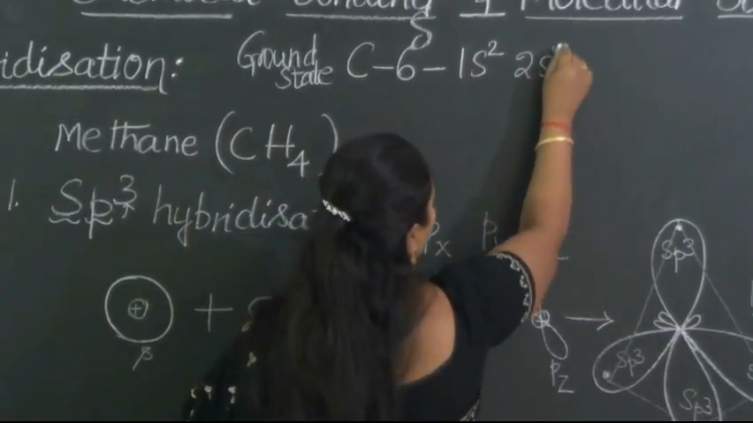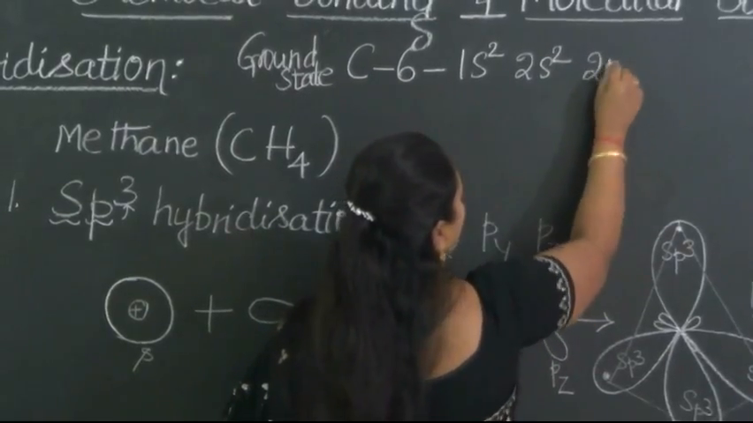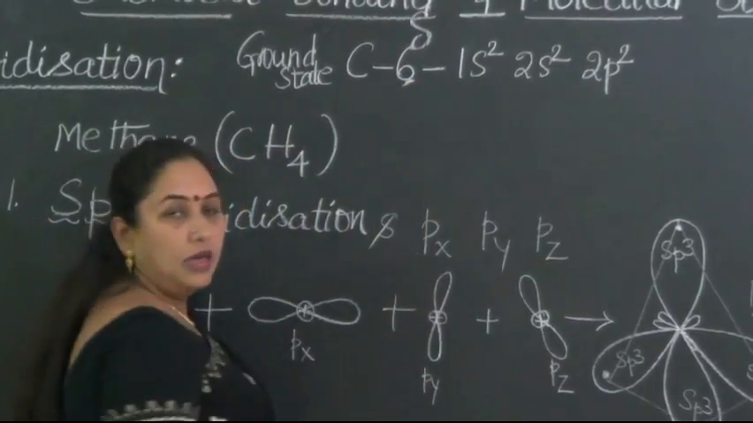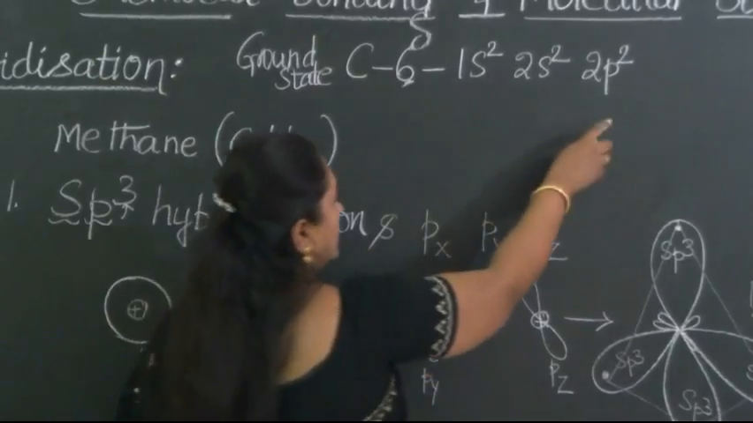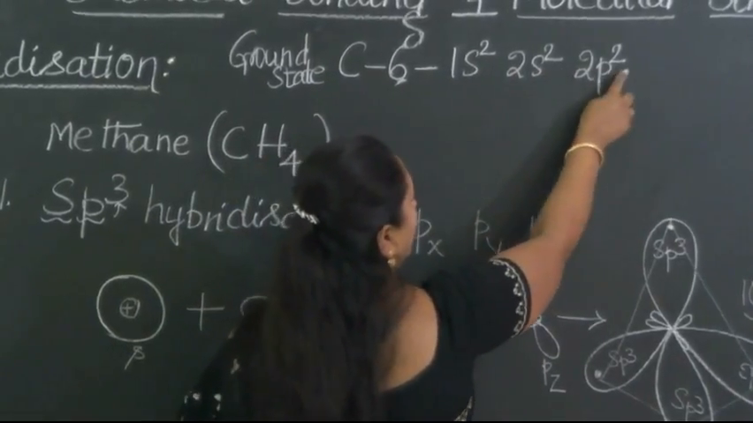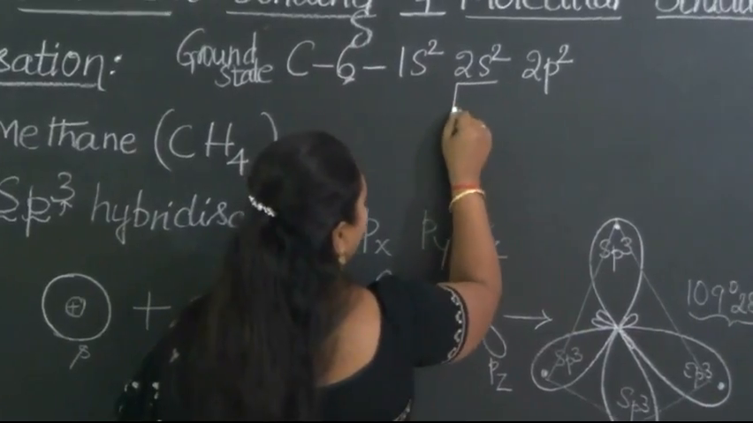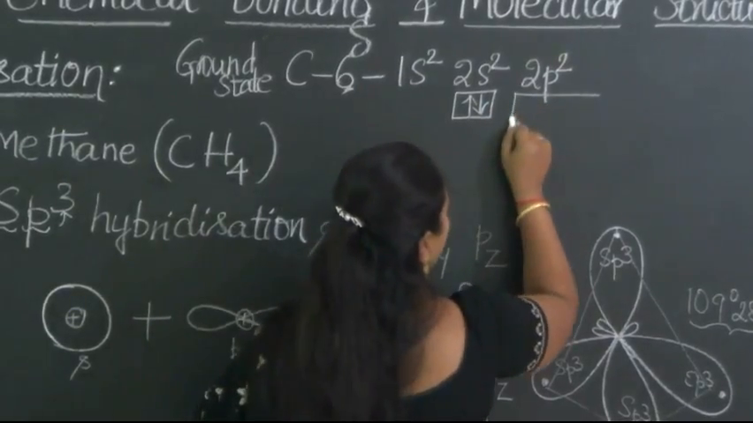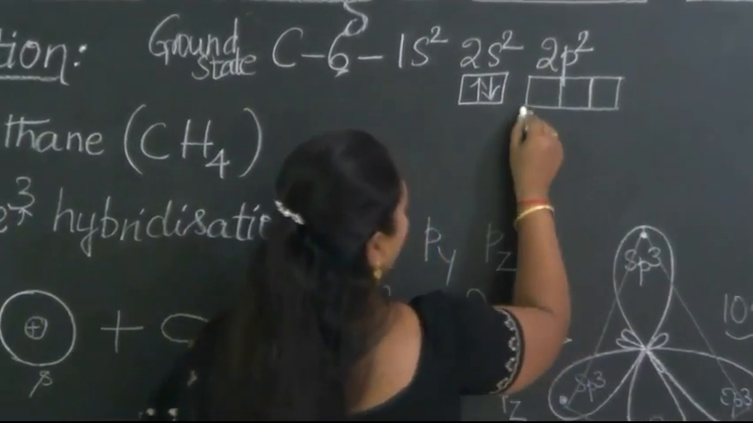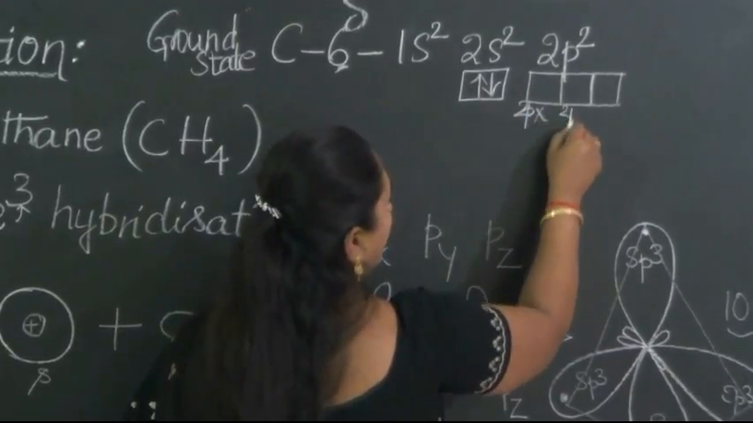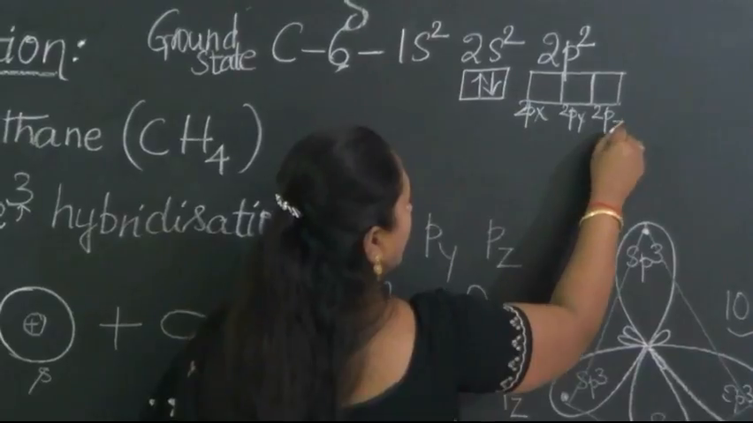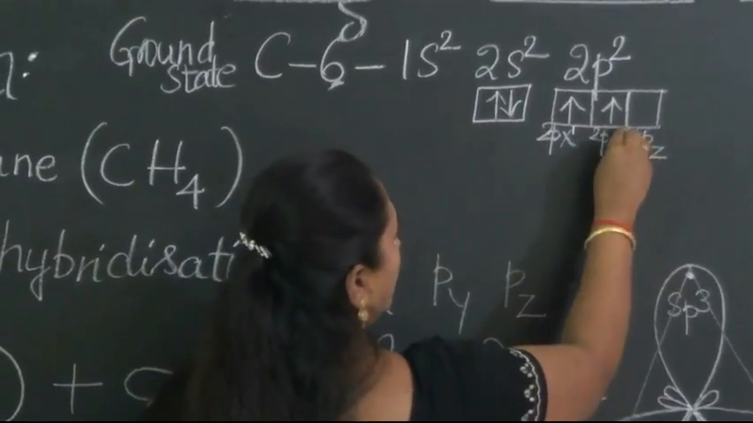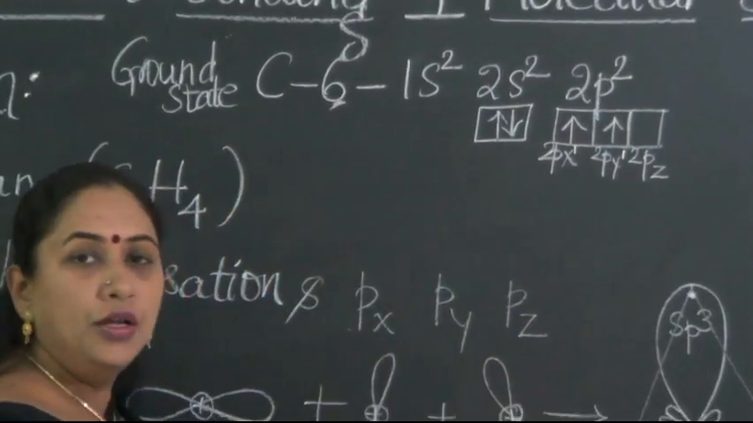1s2, 2s2 and 2p2. This is how it will be present. All the 6 electrons are placed like this: 1s2, 2s2, 2p2. Let me just write the orbital picture so that we will have a better understanding. Now these are 2px, 2py and 2pz. How many electrons are to be filled? 2 electrons. So 2px1, 2py1 and 2pz is having no electron.